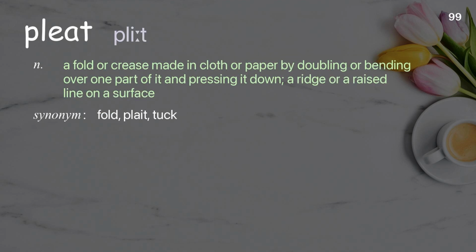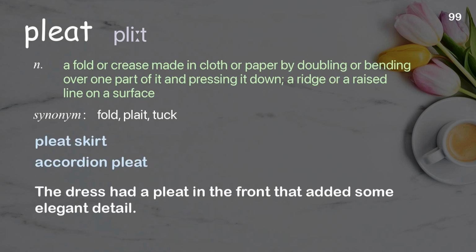Pleat. A fold or crease made in cloth or paper by doubling or bending over one part of it and pressing it down; a ridge or a raised line on a surface. Examples: Pleat skirt. Accordion pleat. The dress had a pleat in the front that added some elegant detail.